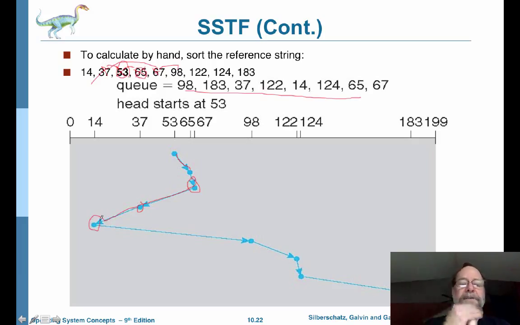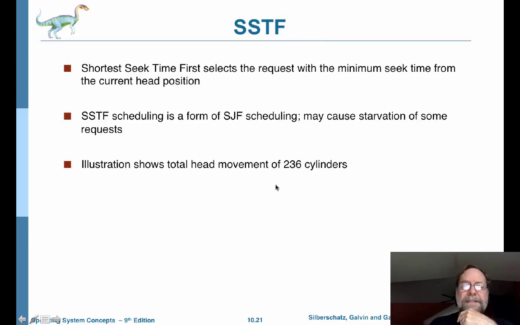As you continue this process along, the graph shows you the order in which the requests were serviced. If you calculated the distance the head moved and added it all up, for example, 53 to 65 is 12, so 12 plus 2 is 14, adding up all those distances, the total distance traversed was 236 cylinders, quite a lot better than the 640 cylinders that we had to move when we used the first come, first serve approach.